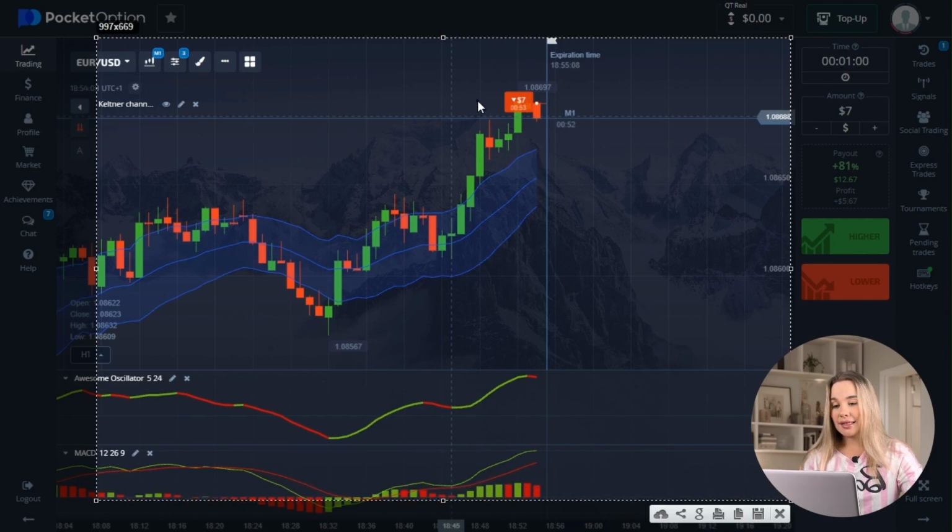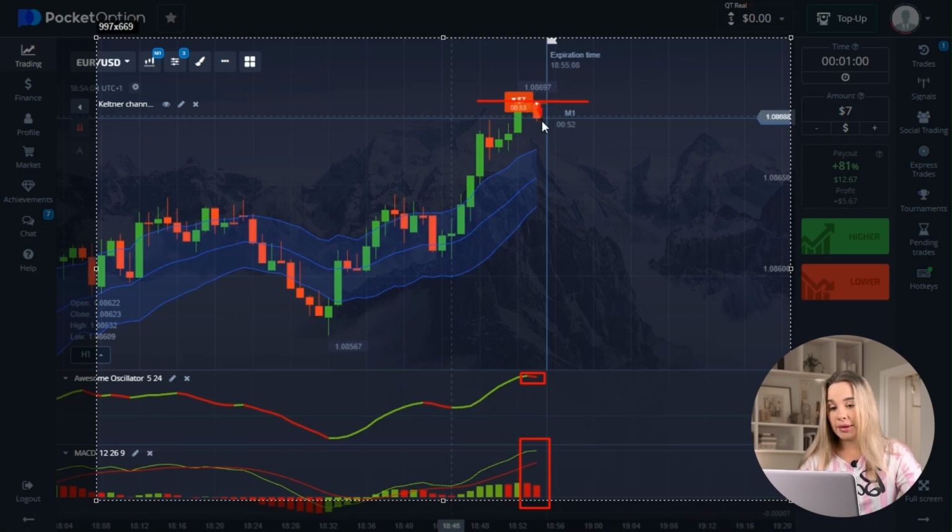Well, the asset's value reached a resistance level, and at that moment, the awesome oscillator started turning and red columns appeared on the MACD. Well, I think the rise has run its course, so the chart has hit its limit at this stage, and I'm waiting for a correction, roughly to the Keltner channel's middle line.